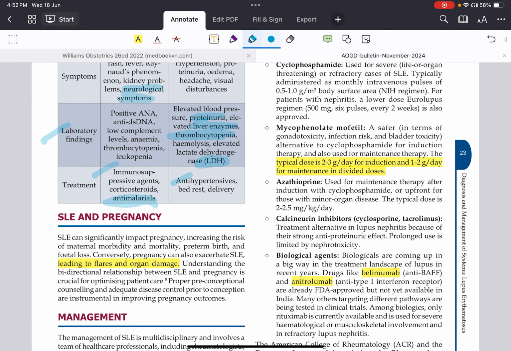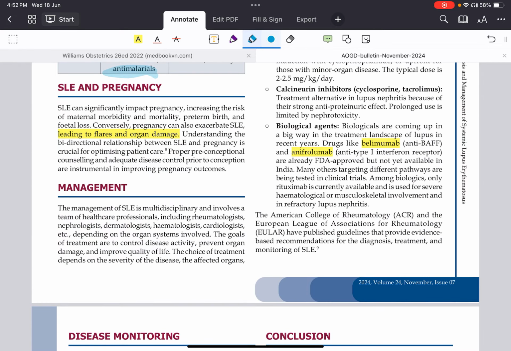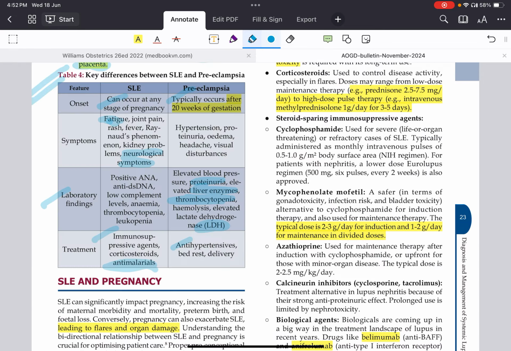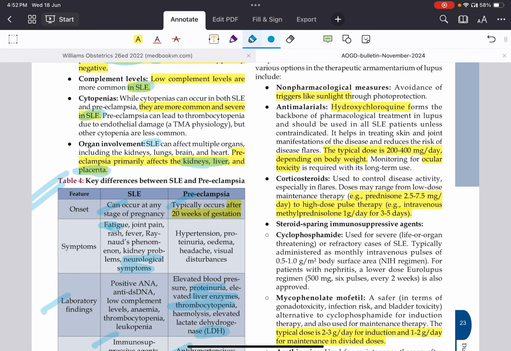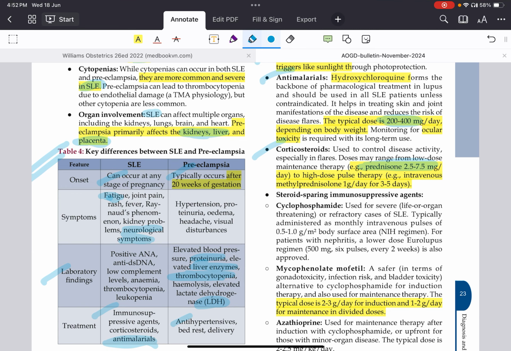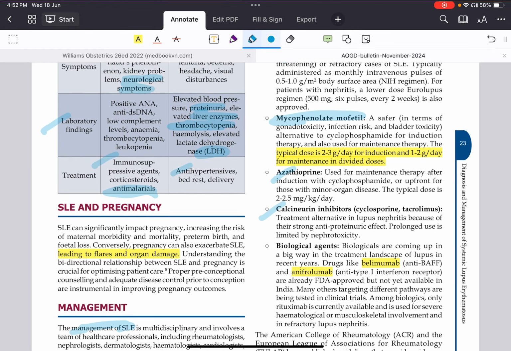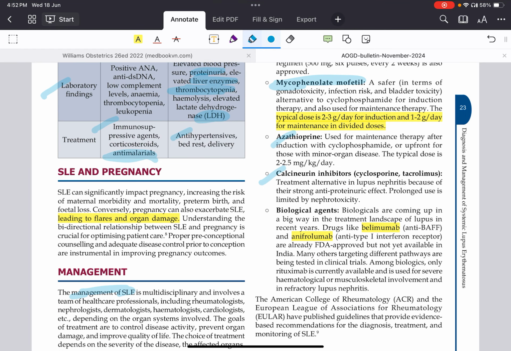SLE in pregnancy can lead to flares and organ damage. Now I'm telling you the overall management of SLE. You can give non-pharmacological measures like avoiding triggers such as sunlight, anti-malarials like hydroxychloroquine 200 to 400 milligram per day, corticosteroids like prednisone 2.5 to 7.5 milligram per day, steroid-sparing immunosuppressive therapies like cyclophosphamide, mycophenolate mofetil, azathioprine, calcineurin inhibitors, and biologicals like anti-BAFF belimumab and anti-interferon receptor.